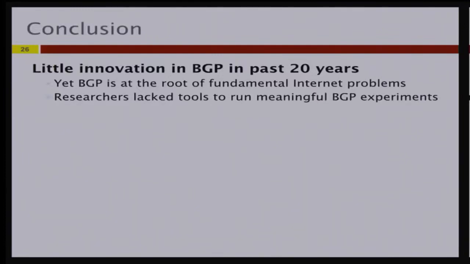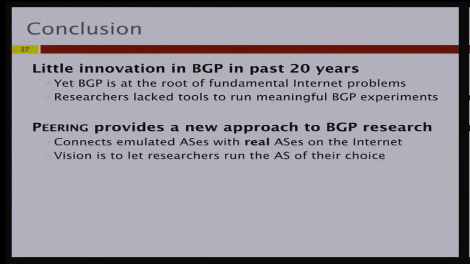To wrap up, interdomain routing has barely changed, despite many known problems. My position is that a central cause of that has been the difficulty in running experiments. Our testbed is intended to overcome this hurdle and enable new types of research by enabling researchers to define ASNs of their choice and then actually connect them on the internet to exchange traffic and routes.